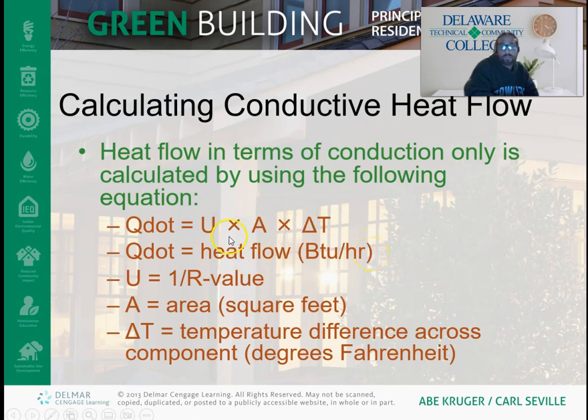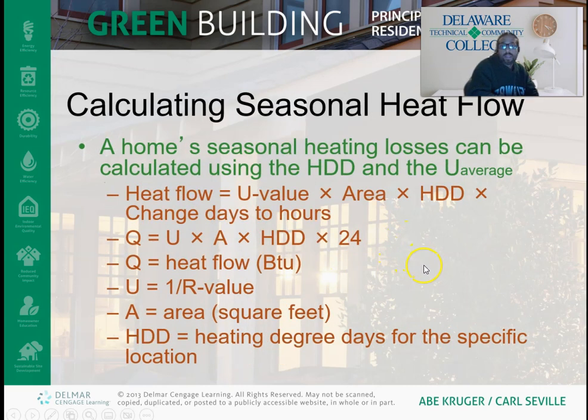And remember, U is BTUs per square foot per hour per degree Fahrenheit. It's the amount of heat that flows across a 1 square foot surface over 1 hour when there's a 1 degree temperature difference on either side. And then seasonal heat flow, again, we've gone over this already. Seasonal heat flow is very similar to the regular heat flow equation. It's UA, which is the same, and then HDD, and then times 24. Remember, that's a conversion. So if I want to calculate the approximate heat flow through a surface over the course of an entire year, I need to know the HDD.